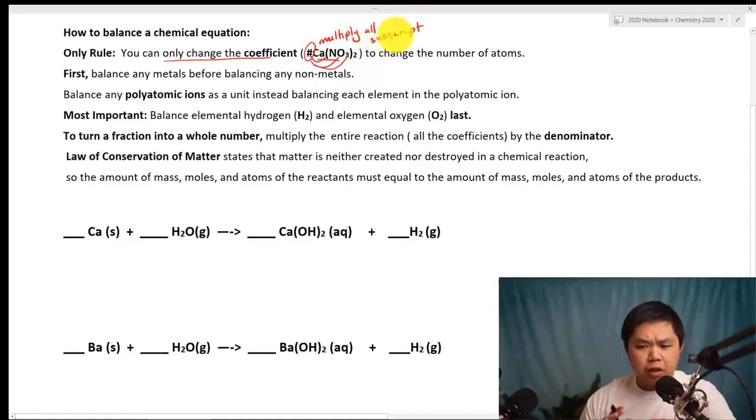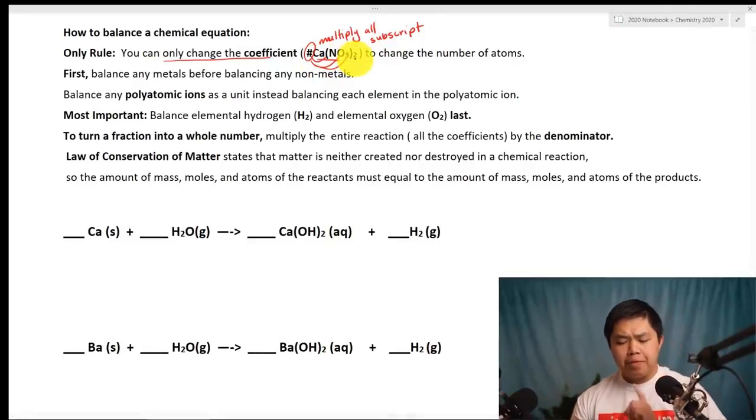So by changing the coefficient, you change the number of atoms for each element by multiplying it, okay? So that's the only rule that you really need to follow when we want a balanced chemical equation.